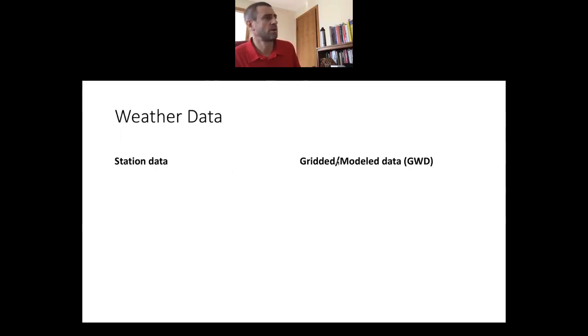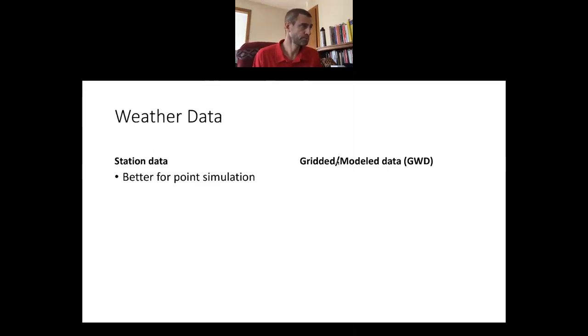So let's talk about weather data. There are two types of commonly used weather data. One is station data, and the other type of data is gridded or model data. Station data is going to be preferable for when you do point simulations, if that's what you're intending to do with APSIM. There is a need to do quality control on this type of station data.